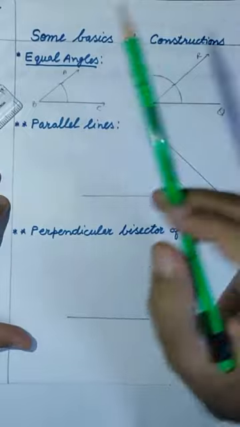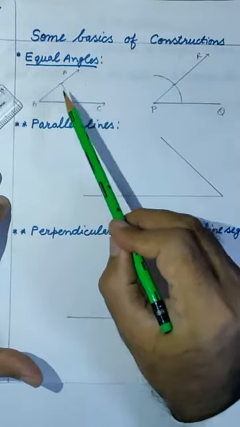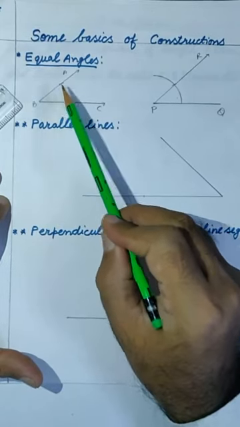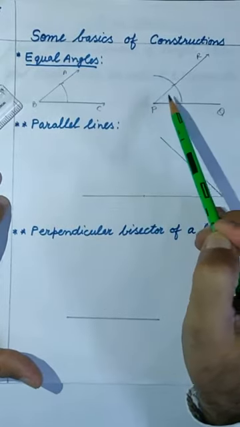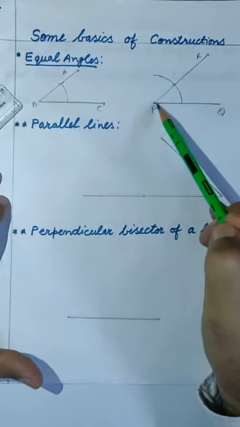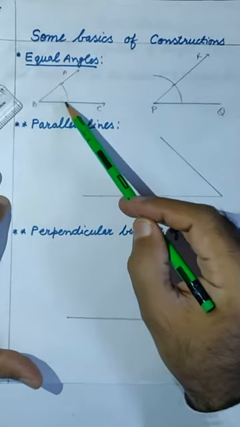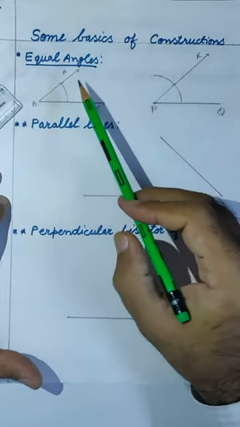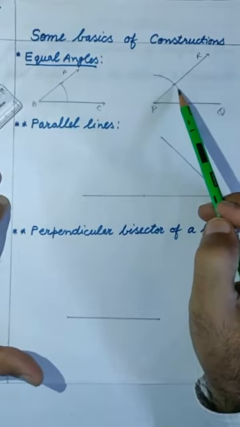Again I am repeating. How to make equal angles? First of all, you put your compass here, then draw an arc. The same arc you put here where you want to make the equal angle. Then you draw an arc, then you measure this arc, and then you cut it here, and then you draw this. Now these two angles are equal angles.